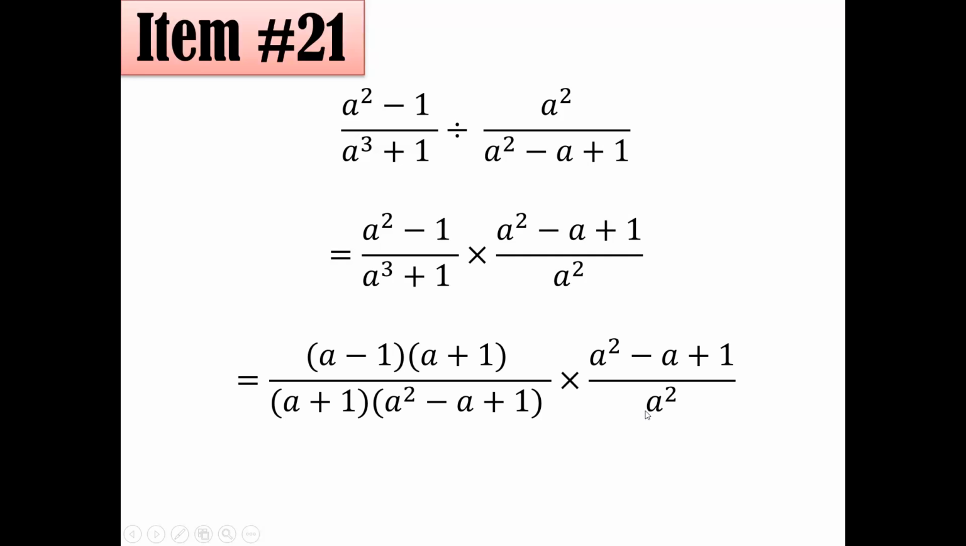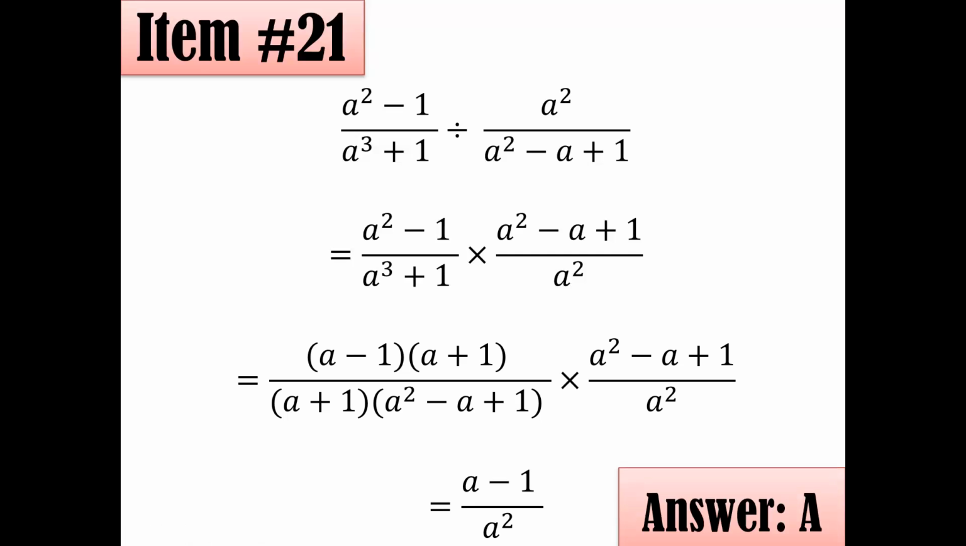Because you could see clearly, take note that this should be multiplication here. A squared minus 1, you have a factor in the numerator and denominator, so this will be divided into 1. A plus 1 and a plus 1 also becomes 1. And what is left is a minus 1 all over a squared, letter A. Good job. Maraming sumagot ng A.